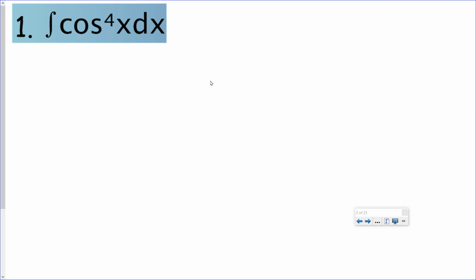Okay, guys, let's look at the first warm-up problem here. I have cosine 4x. The first question is, do I have any odd exponents? Do I have any odd exponents? Okay, this is for cosine sine problems. And no, I don't have any odd exponents, okay? So I'm not going to use the Pythagorean identity for cosine squared x, sine squared x, all right?